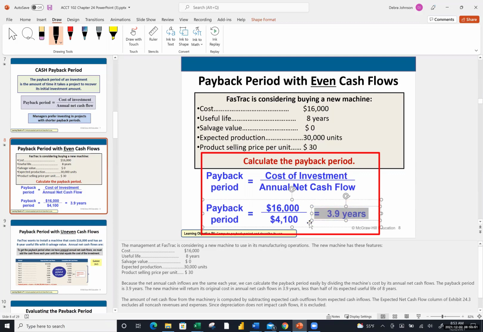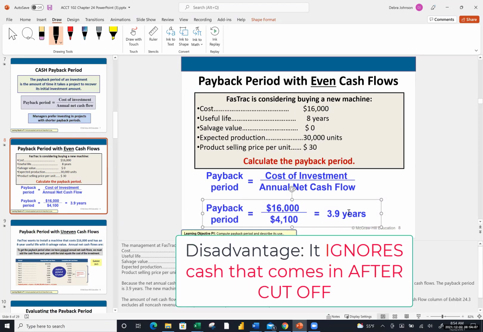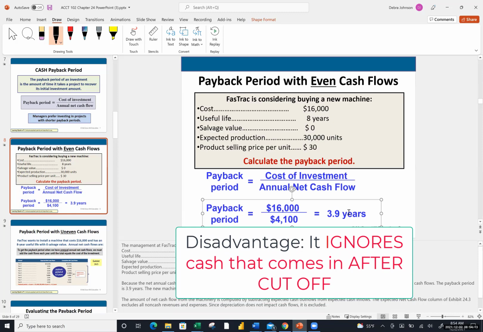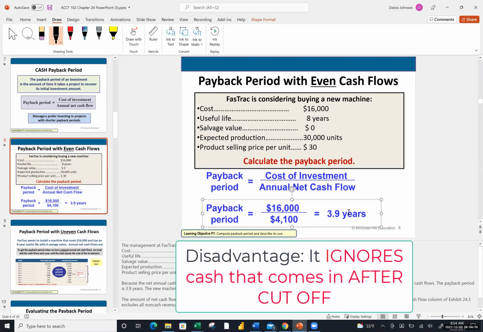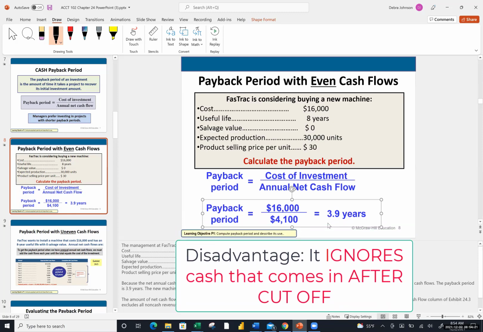This looks at how quickly you get the cash back. So with this example they gave us of 3.9 years, if you have a cash flow coming in let's say year 5 or 6, it completely ignores it because it only counts the cash until you get your cash back. So if you have a large boom, I'll call it, in years 5 and 6, and the investment's really starting to bring back money, the cash payback period doesn't consider anything past the cutoff date. I consider that a big disadvantage. Other people would say that it's easy, it focuses on cash, and so many times it can be used for screening purposes.